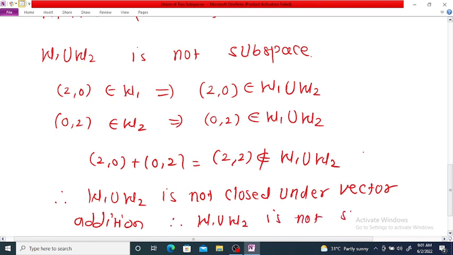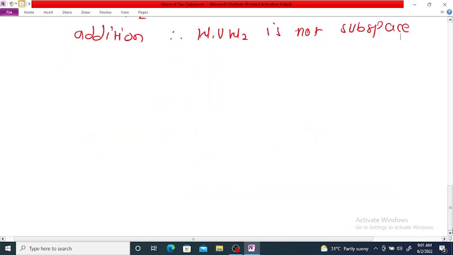But what is the condition so that the union must again be a subspace of V? For that I am going to write here one theorem.